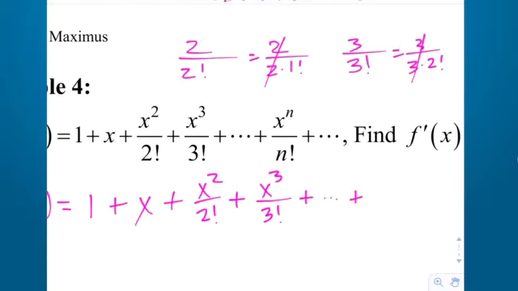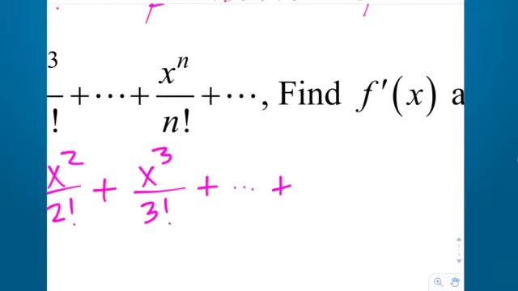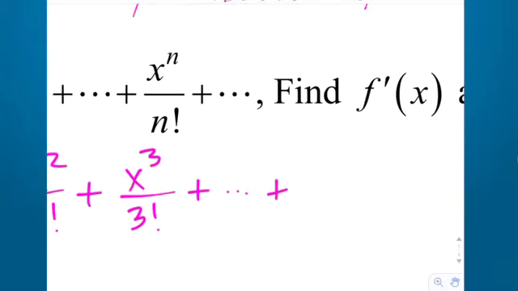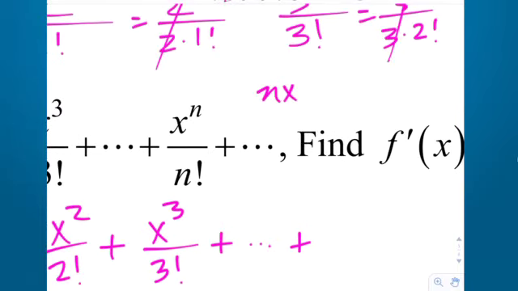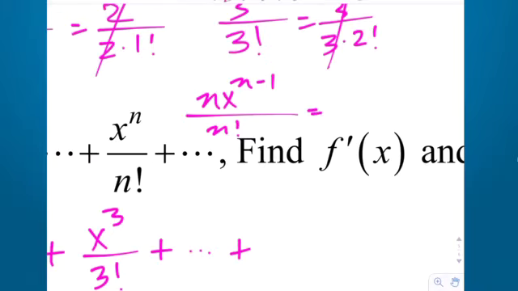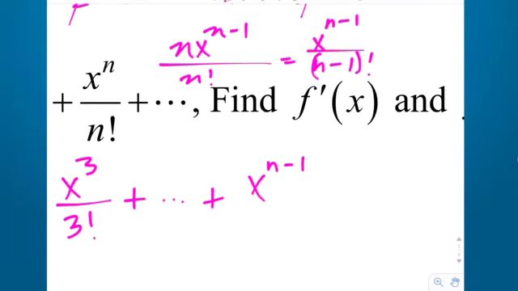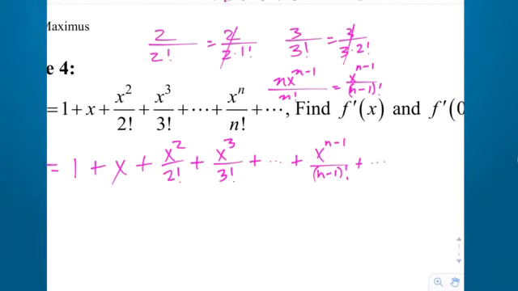Now here's what's cool about the nth term. You can take the derivative of the nth term just like you would each term. We're taking the derivative with respect to x. So using the power rule, that's going to be n times x to the n minus 1 all over n factorial. But like we've been doing, what is n over n factorial? It's 1 over n minus 1 factorial, right? So we end up with x to the n minus 1 all over n minus 1 factorial, plus dot, dot, dot. Okay? So there's the derivative.